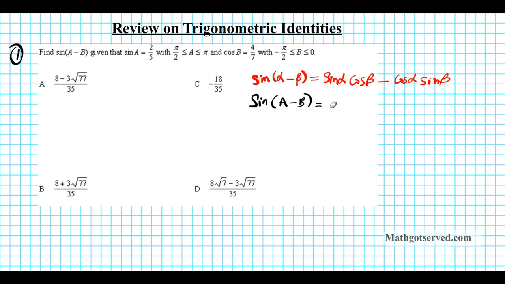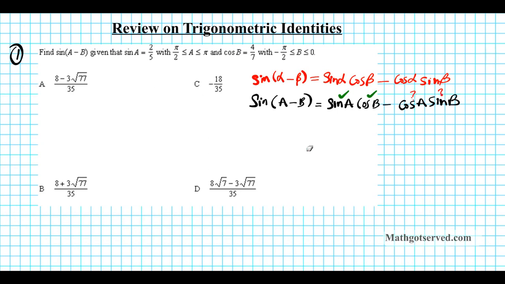So if I apply this formula, sine A minus B is going to be sine A cosine B minus cosine A sine B. Okay? Alright, so let's see what we have. We're given sine A, and we also know cosine B, but we need to find cosine A and sine B. Those are the two we need to find.